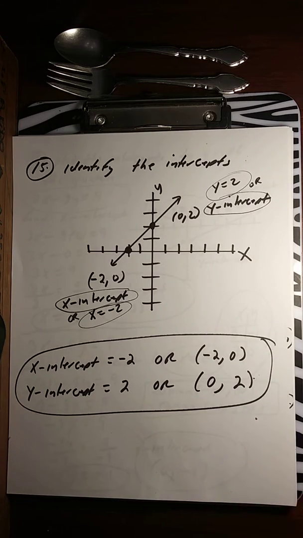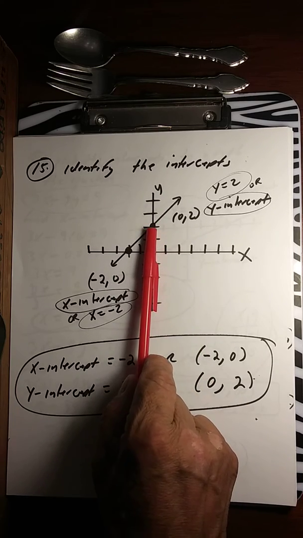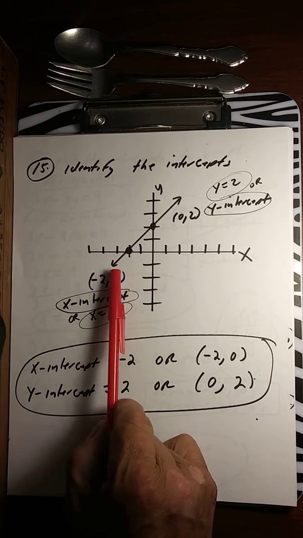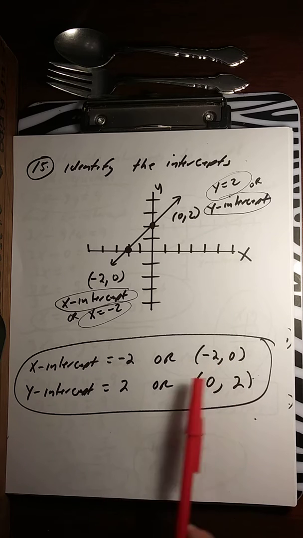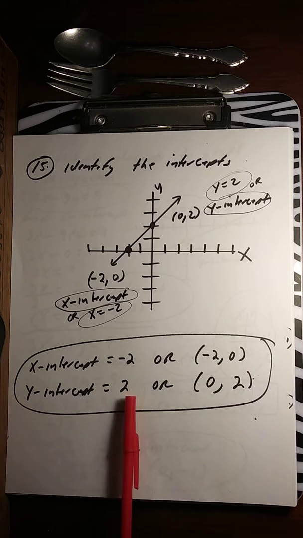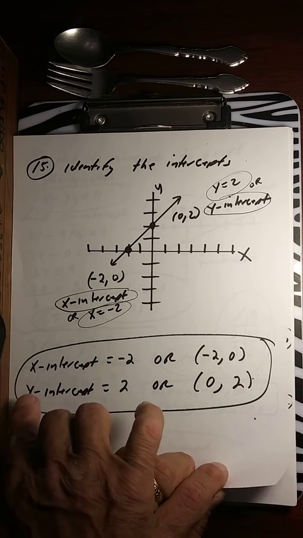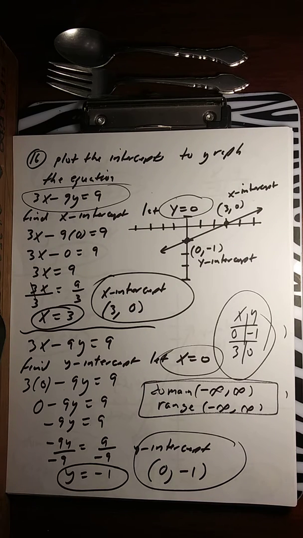Identify the intercepts. So this is the y. Right here, 0, 2 is the y-intercept. This one here is the x. So this is -2, 0, the x-intercept. So x-intercept is -2, or -2, 0. Y-intercept is 2, or 0, 2. Notice that for the x-intercept, y is 0. For the y-intercept, x is 0.